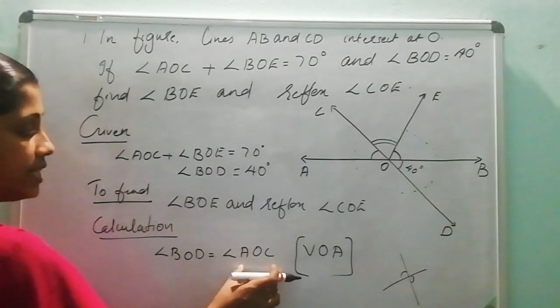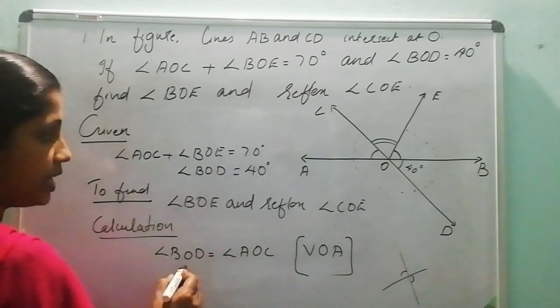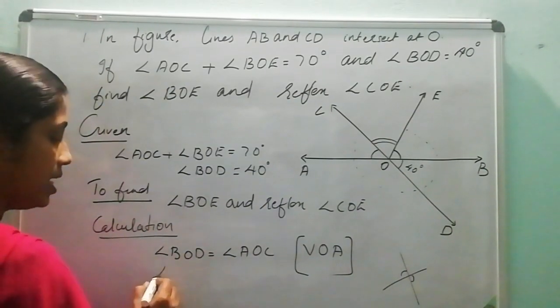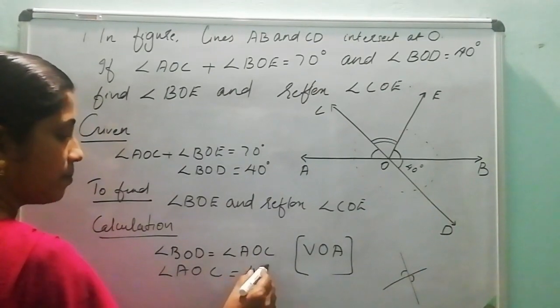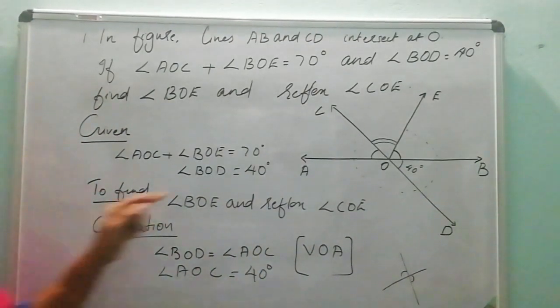So what can we write? Angle AOC is equal to BOD, which is 40 degree. So we can write angle AOC is equal to 40 degree. Okay, we got angle AOC here.